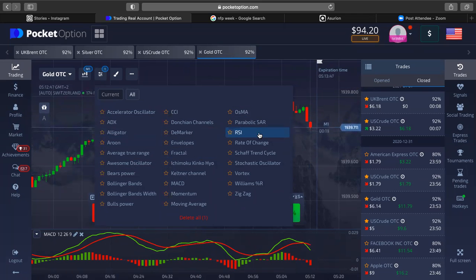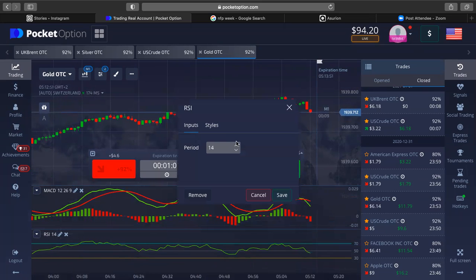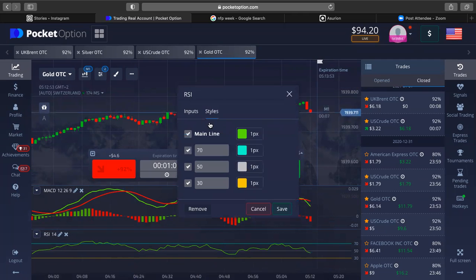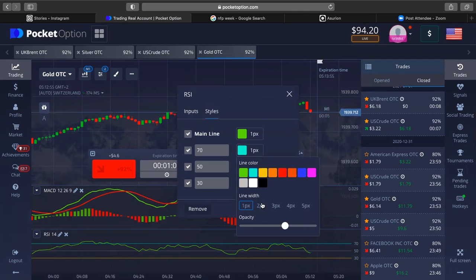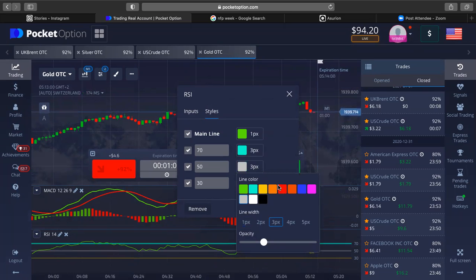Now, what I'm going to go to next is I'm going to put the RSI on here. So you're going to go right here. You're going to click RSI. And you want to leave it the same. The period is going to be 4. But what you want to do, you want to go to styles, and you actually want to make these 3px so that you're able to see them a little bit more clear.